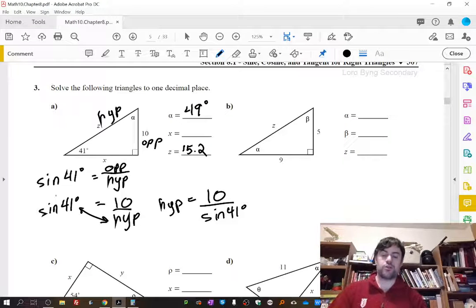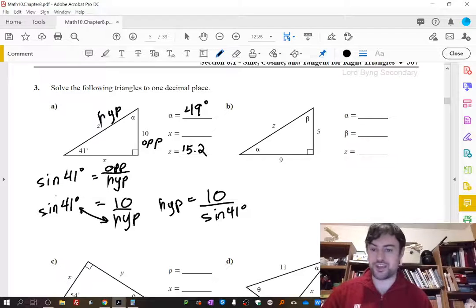One quick check to do with your hypotenuse is it should be the longest side. The hypotenuse is always the biggest side. So if it's not biggest, you made some kind of mistake.